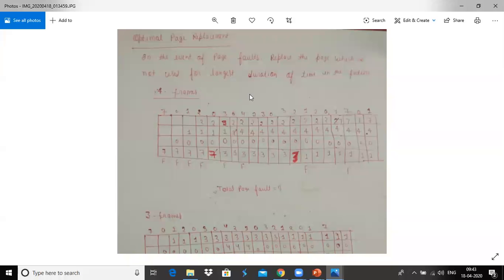So which page will you replace? See all the pages. Pages 3, 0, 1, 2 are already existing in the frames. So in these pages, which page will you replace? Because 4 occurs, and 4 does not exist previously in the frame because frames are already filled. So after page number 4, see all the pages 2, 3, 0 and 1. Which page is not used for longest duration of time among 2, 3, 0 and 1? Page number 1 is not used for longest duration of time. That's why 1 is replaced with 4.